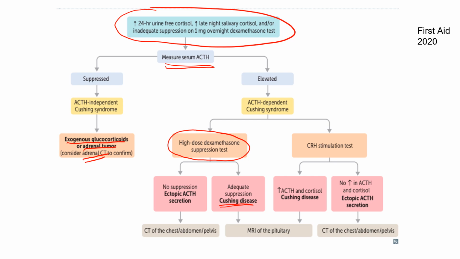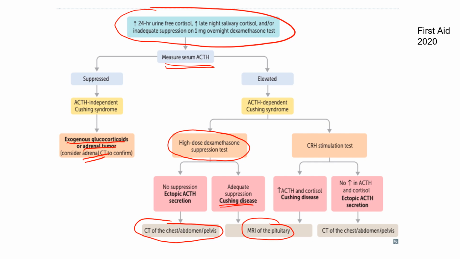A common way for ACTH to be produced in the body would be in the setting of a lung cancer, a small cell lung cancer. So if we see that a high-dose dexamethasone suppression test works, then we're thinking that it's a pituitary mass. Then we do an MRI of the pituitary. Whereas if it's not, then we know ACTH is coming from somewhere else in the body, probably small cell lung cancer. So we do a CT of the chest, abdomen, and pelvis.